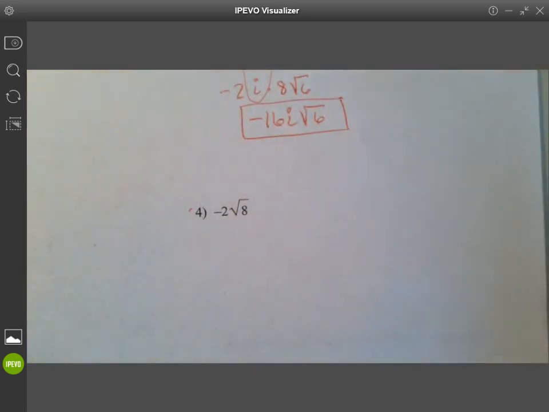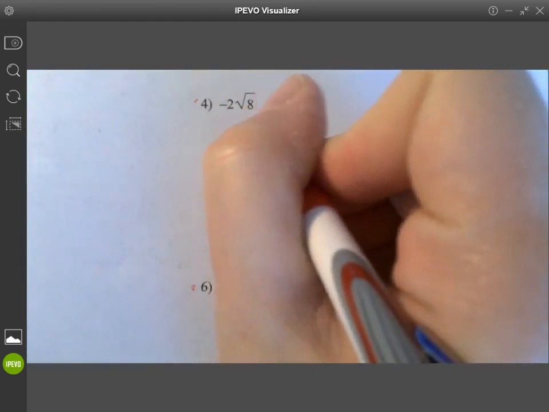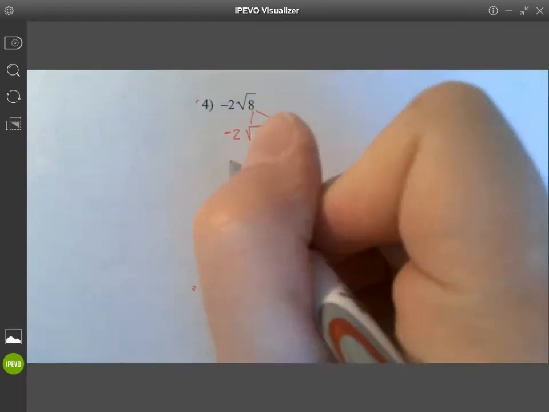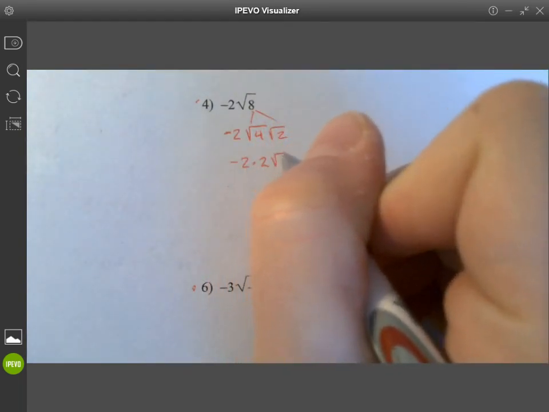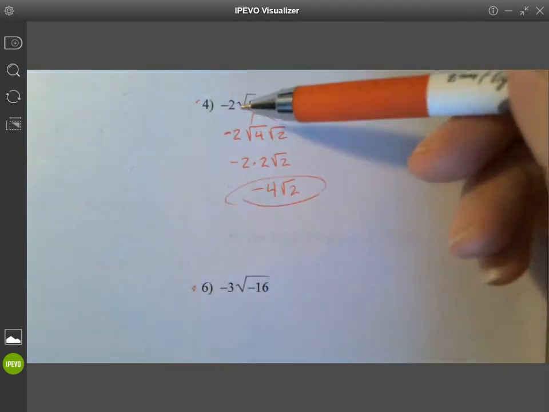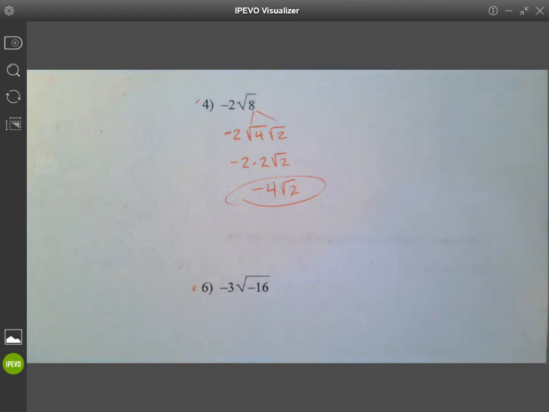Okay, so let's talk about number 4 here. I'm going to leave my -2, and I'm going to break this down to the 4 and the 2. So square root of 8 breaks down. I get -2 times 2 times the square root of 2. So there's no i in this answer because there is no square root of a negative. A negative number is just a negative number, okay?